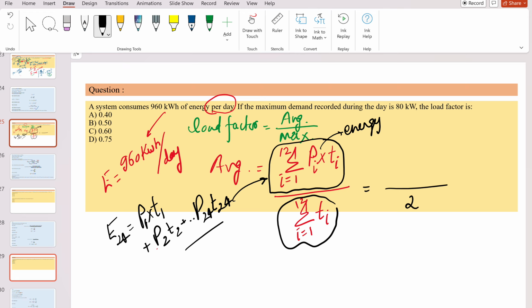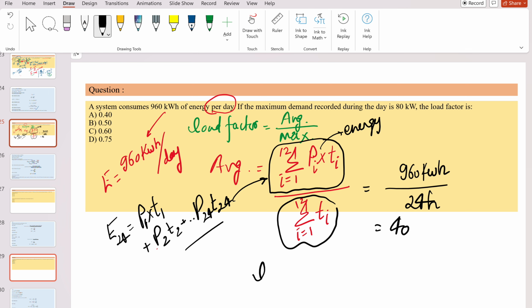So here it is 24 hours, and it is given 960 kilowatt hour. When you divide it, this is 24 hours, so 960 divided by 24, it will come out to be 40. So the average came out to be 40.